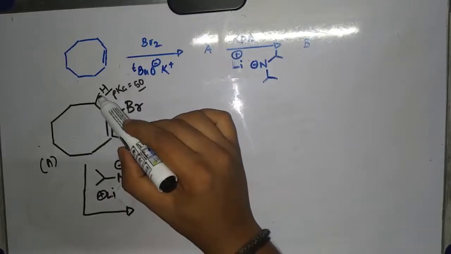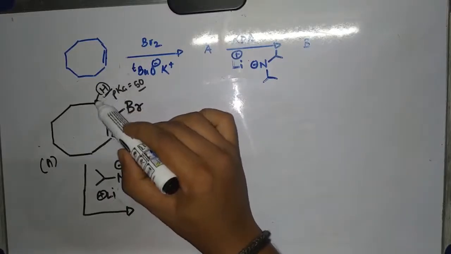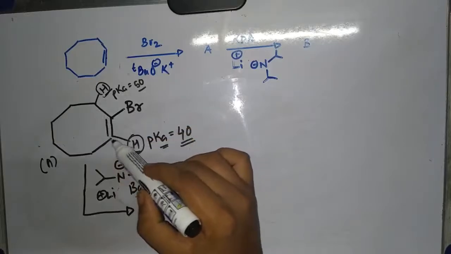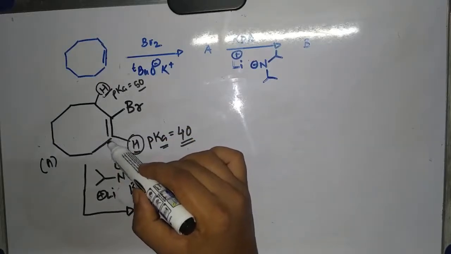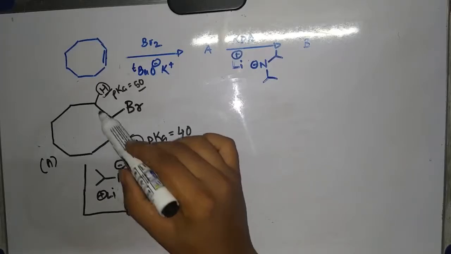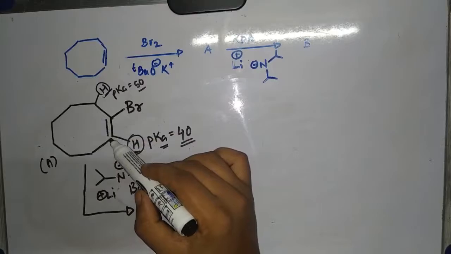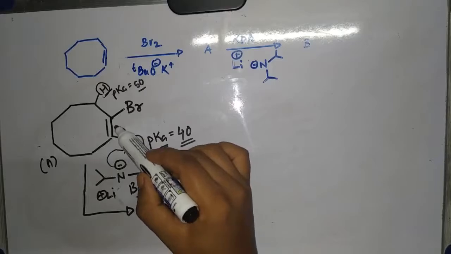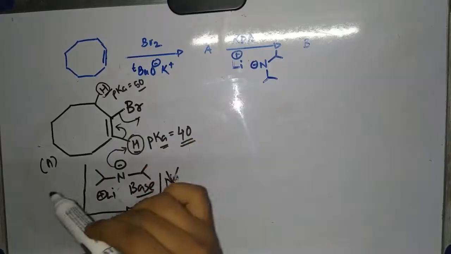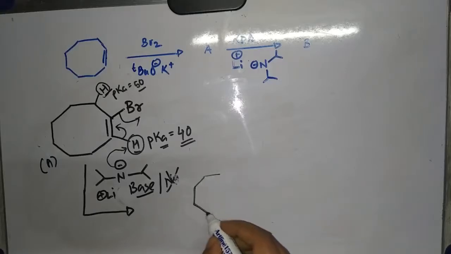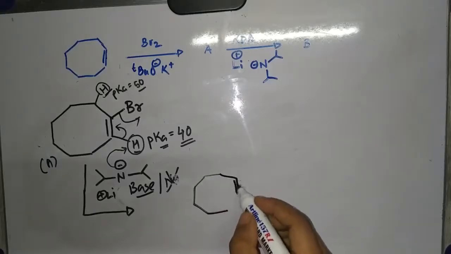You can see, if this proton is abstracted, then the negative charge will come on the sp3 carbon, and if this proton is abstracted, the negative charge will come on the sp2 hybridized carbon. As the sp2 hybridized carbon is more electronegative than the sp3 hybridized carbon, this negative charge will be more stable, and hence it will preferably attack in this position, and this Br minus will come out. So guys, we will get cyclooctyne as a final product.